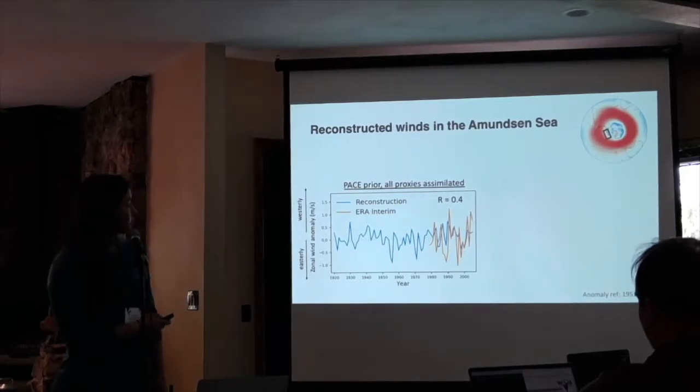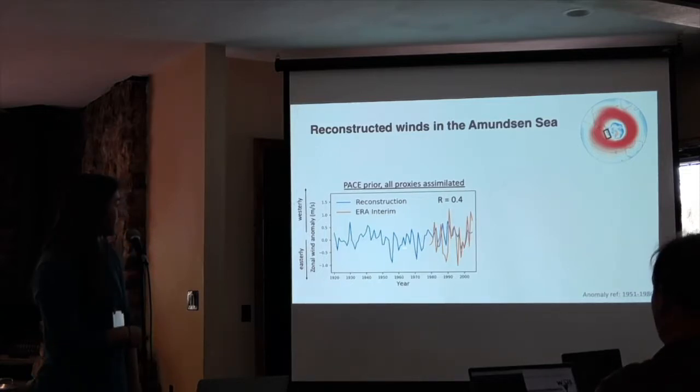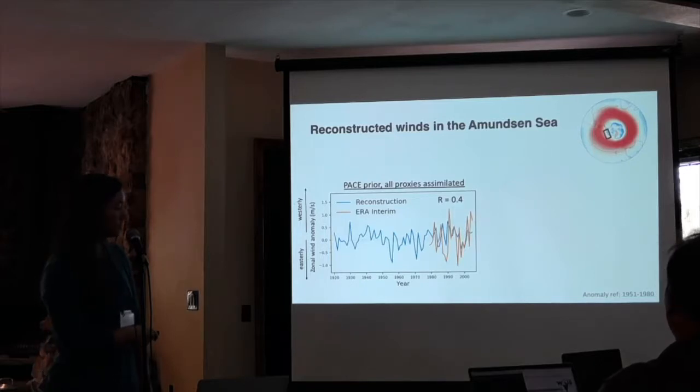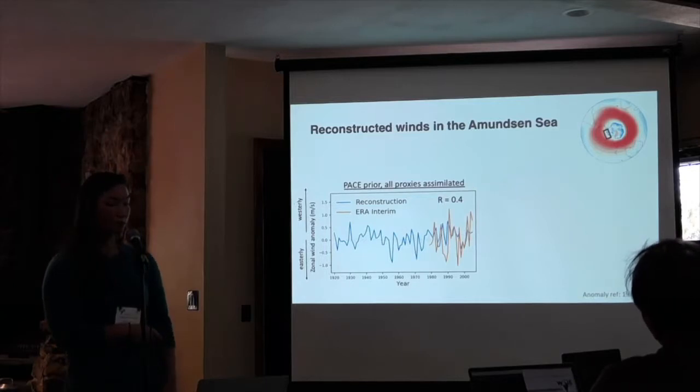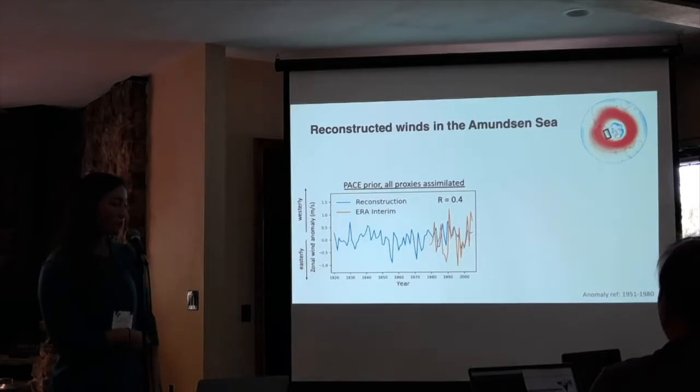So on to the winds in just the Amundsen Sea. Now I'm averaging my reconstructions in this little box here at the continental shelf of the Amundsen Sea. Again, in blue is my reconstruction. Here I'm using PACE as the prior, and I'm assimilating all of the proxy records, including ice cores and tree rings and coral records. The internal variability looks pretty good when comparing with the ERA interim, which is shown in orange. You get a correlation of about 0.4, which is very good. And again, the positive wind anomaly is showing more westerly winds.